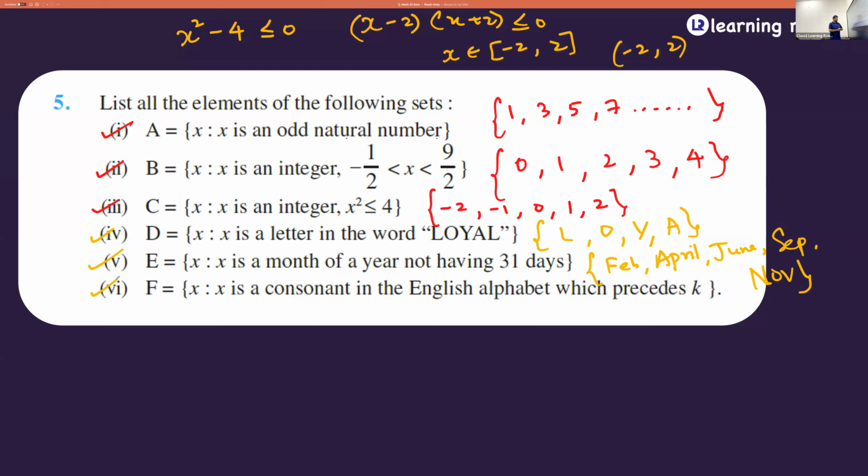Right. So sixth one. X is a consonant in the English letter which precedes K. What do you mean by precedes? Before. So what are they? H, I is eliminated, J. That's it. So that is the answer here. Right? Yeah. Everything after. Okay. Just make a note of this.